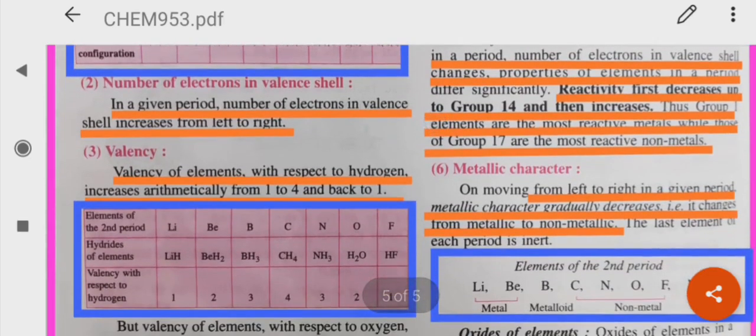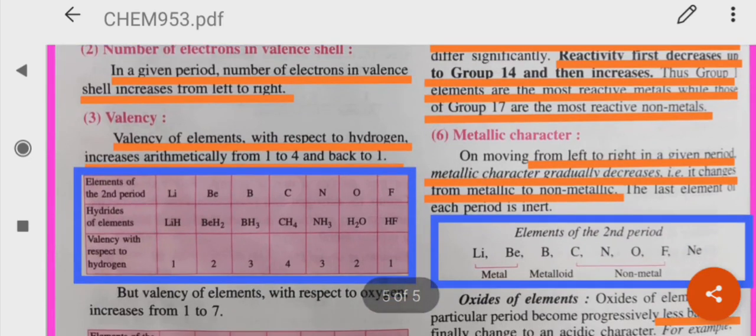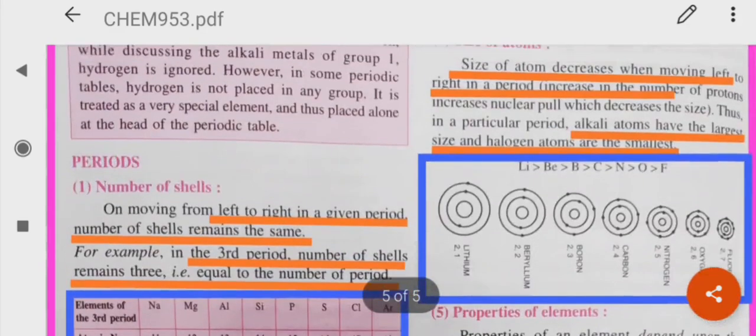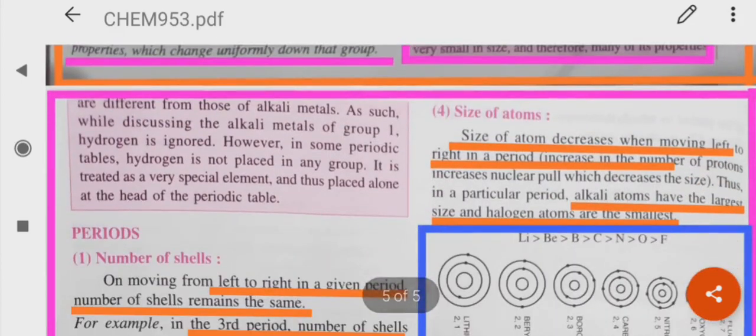Then comes valency. Valency also increases from 1 to 4 and back to 1. 1, 2, 3, 4, then again 3 to 1. Why? Because 18 minus 15 is 3, 18 minus 16 is 2, 18 minus 17 is 1, which we have already discussed. Now, size of atom.